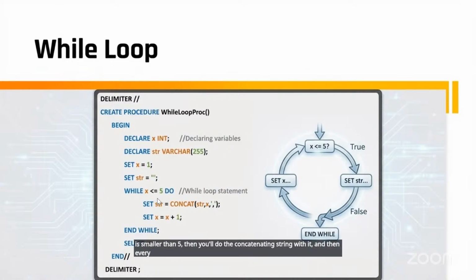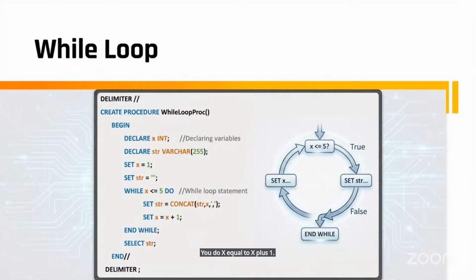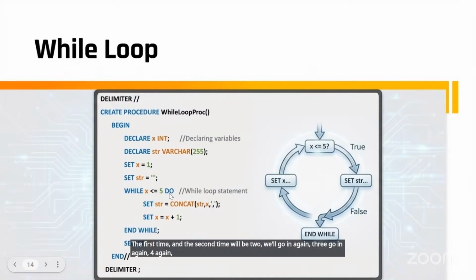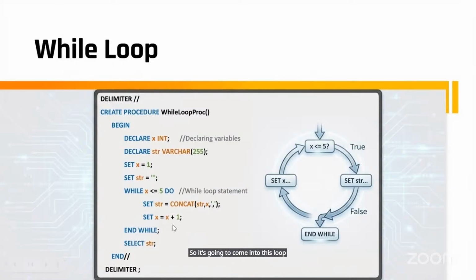And then every time you do concatenation, you do x equal to x plus 1, right? So initially x was just 1. So when it got to this while loop, I feel like I'm doing very computer science 101, but I'm assuming you guys all understand, so I'm just going to go very fast. So x initially was 1. So it's going to come in here the first time, and the second time will be 2, go in again, 3 go in again, 4 again, 5 again. So it's going to come into this loop 5 times, right?